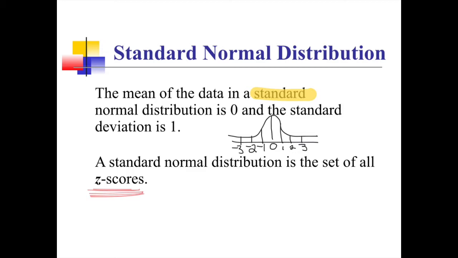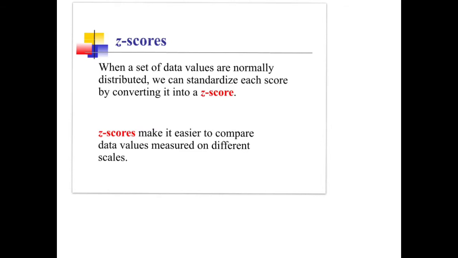Now, the z-scores, you learned the formula in Algebra 1. We provide you with the formula here in Algebra 2, and we show you how to use it. When we find out that the data is normally distributed, we can convert it into a z-score. That will allow us to compare data values measured on different scales.